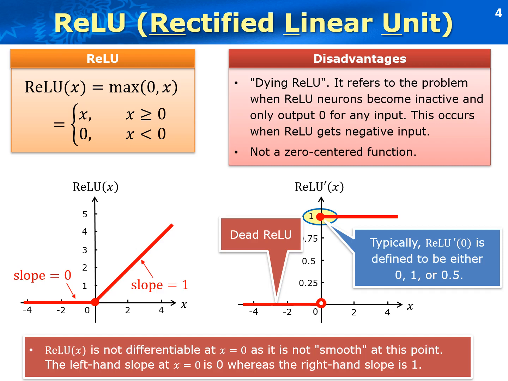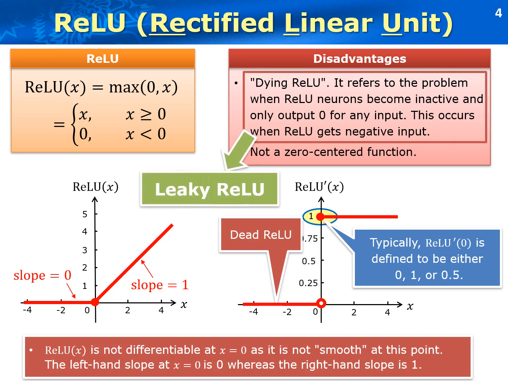To overcome the limitations of ReLU, in what follows, I will introduce two variations of the ReLU function. One is leaky ReLU, which aims at addressing the dying ReLU problem. The other is exponential linear unit, ELU, to alleviate the indifferentiable problem of the ReLU function at the 0 point.